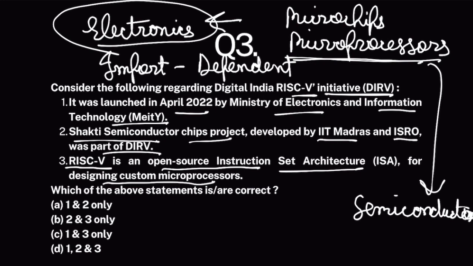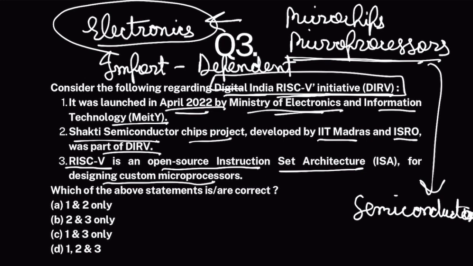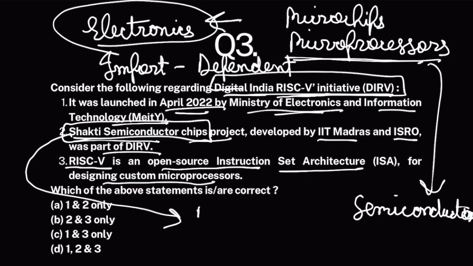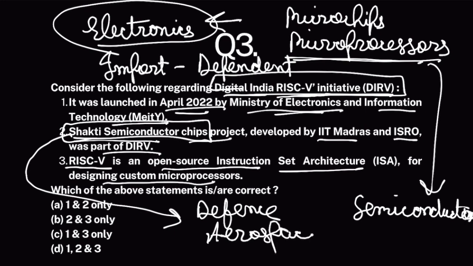One such drive was called Digital India RISC-V initiative. Okay, under this initiative, which was launched by Ministry of Electronics in April 2022, India created Shakti semiconductor chips. Now, these Shakti semiconductor chips have a lot of applications in defense electronics, aerospace electronics, and many others.